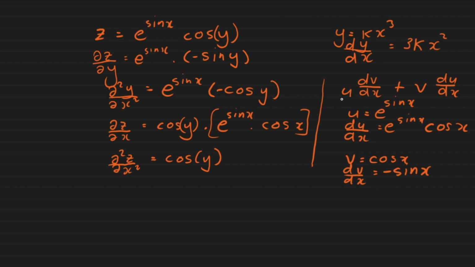Putting all of this into the equation, firstly, u is e to the power sine x, multiplied by dv dx, which is minus sine x, then we would add to this v is cos x, and du dx is e to the power sine x cos x. We're multiplying v by du dx. We see that there's a cos x here, and we're multiplying it by the cos x here. So this cos times this cos is going to give us cos squared. So we're going to be left with e to the power sine x multiplied by cos squared x.